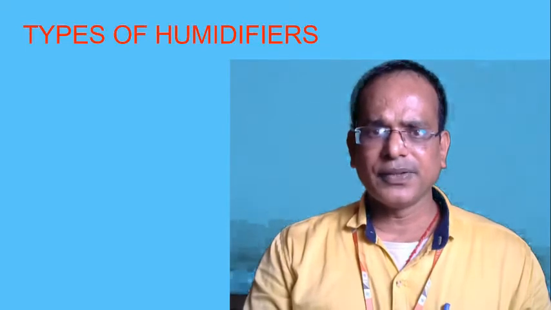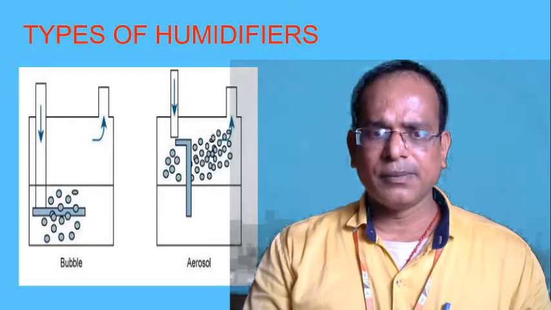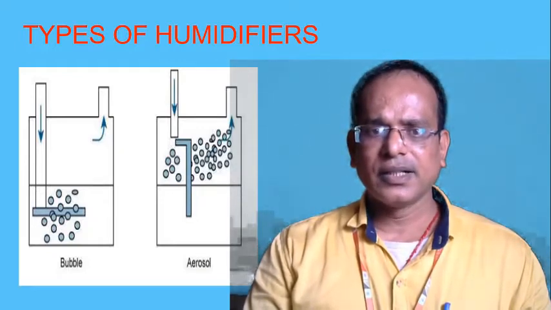Types of humidifier. First type is called a bubble type humidifier. Here in the bubble type humidifier, the air flows through the liquid with the help of pressure. When the air is moving inside the water, it will provide some bubbling. That bubbling means the air absorbs some water molecules and moves upward.